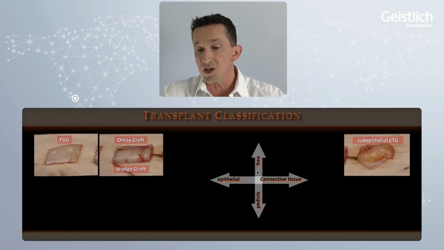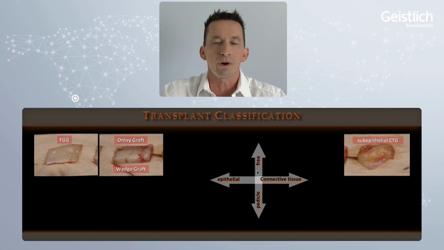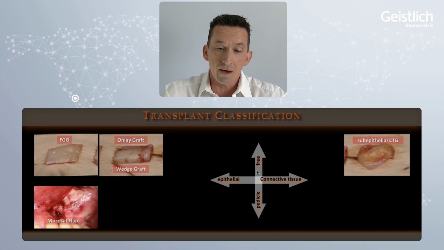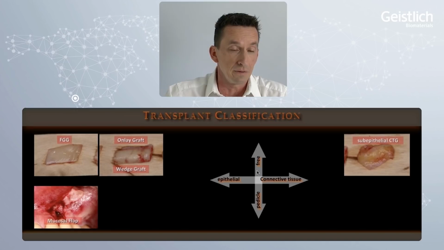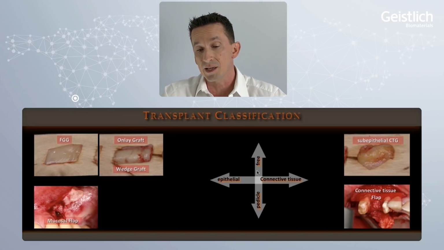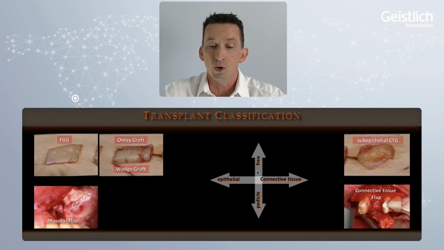The free connective tissue graft, I told you, is the all-rounder in connective tissue grafting. And we have epithelialized pedicle flaps, which is the split thickness mucosal flap. And last but not least, the connective tissue flap, which is without any epithelium.